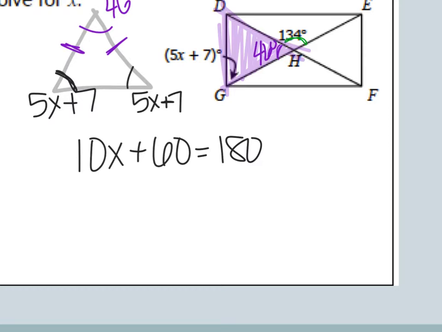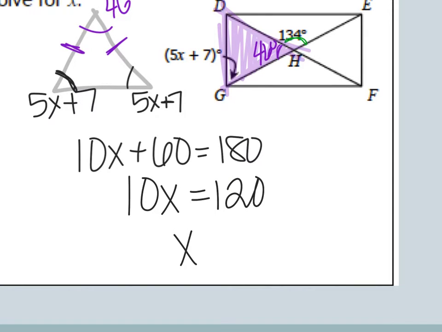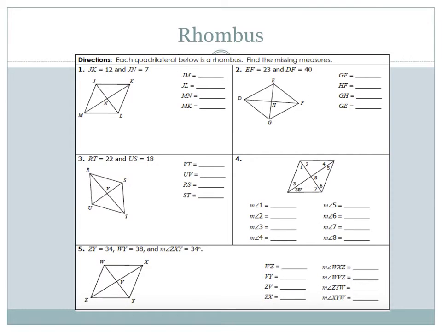Subtract 60 is 120. So 10x equals 120. X is 12.